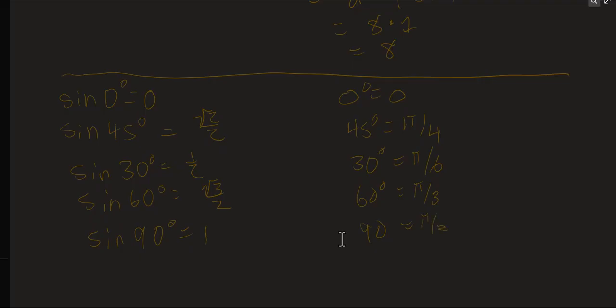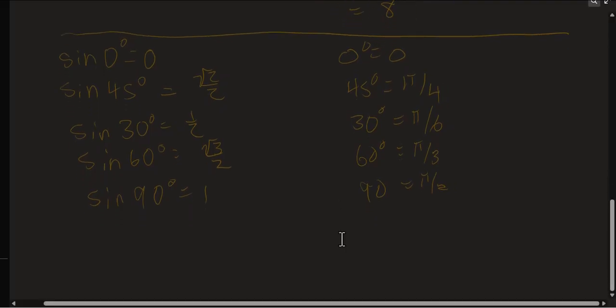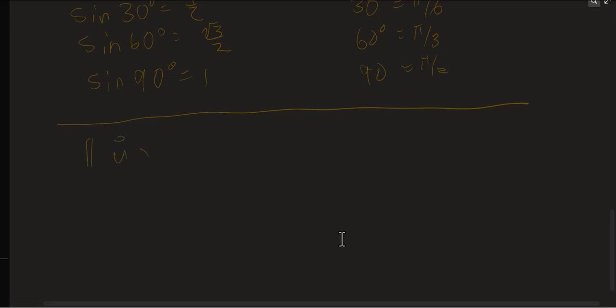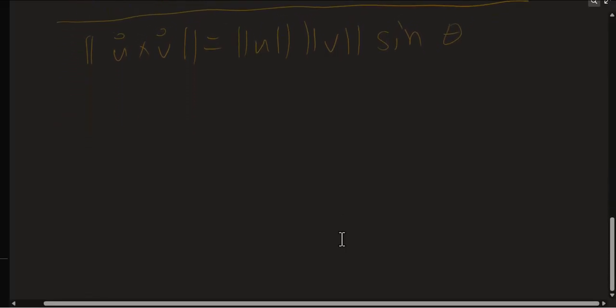Put this aside if you don't know these. Put this aside and learn these later. It's going to be important to know, just in general, to have these handy. But when you have time, work on them. But that's not the important point. The important point right now was to remember that the magnitude of u cross v is the magnitude of u times the magnitude of v times the sine of the angle between them. So let's look at another example.